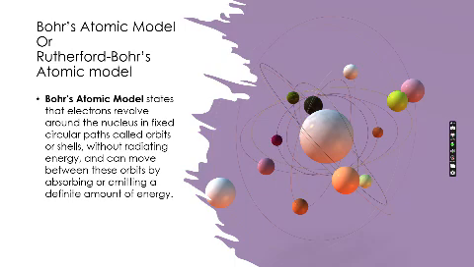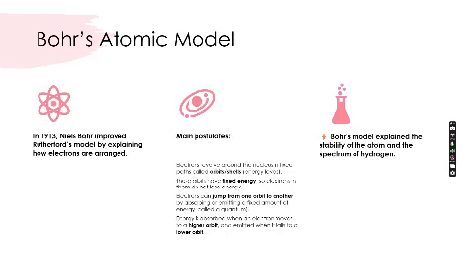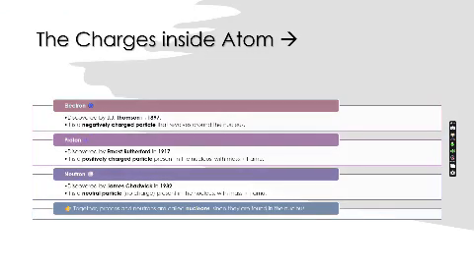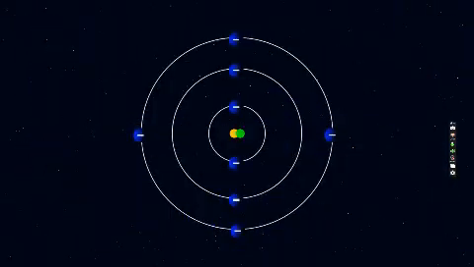Now, let's talk about Bohr's atomic model, which is also known as the Rutherford-Bohr atomic model. Now, what is Bohr's atomic model? It states that electrons revolve around the nucleus in fixed circular paths called orbits or shells without radiating energy, and can be moved between these orbits by absorbing or emitting a definite amount of energy. Sounds a bit confusing, right? So, I have something to explain it to you properly.